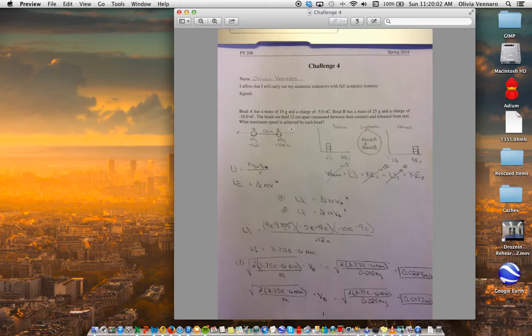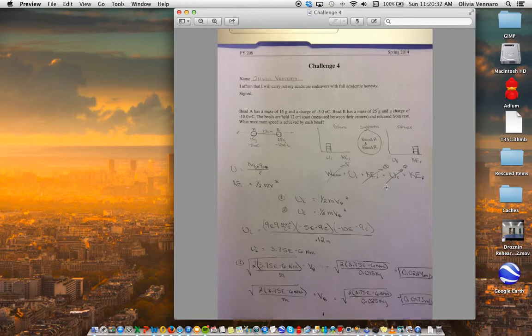So for the equation of conservation of energy, you have the work external, which is none, plus the potential energy initial plus the kinetic energy initial equals potential energy final plus the kinetic energy final. So you know that kinetic energy initial and potential energy final are both going to be 0. So that leaves you with potential energy initial is equal to kinetic energy final.